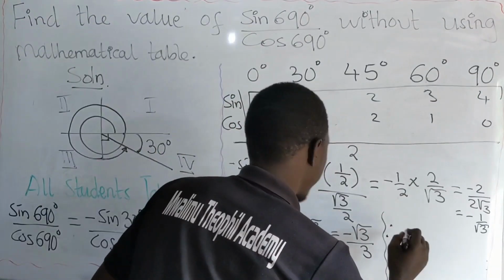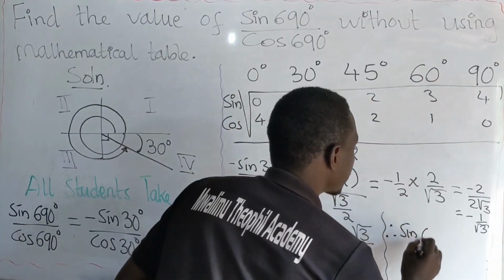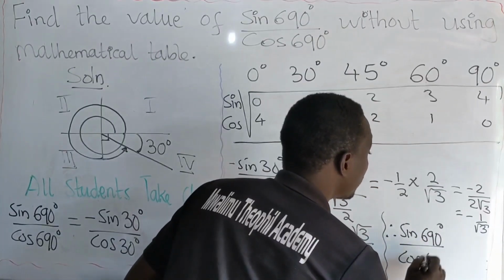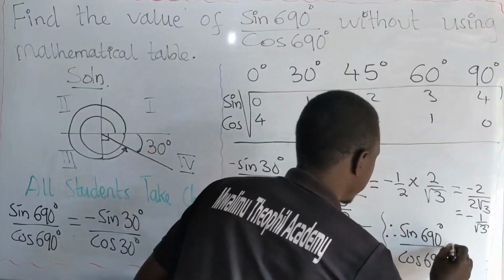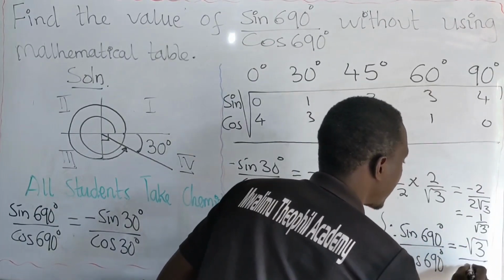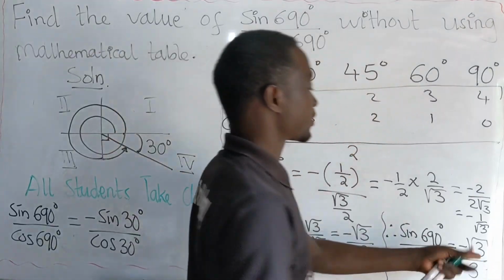Therefore, we may conclude that sine of 690 degrees divided by cosine of 690 degrees is equal to negative square root of 3 divided by 3. So this is the answer.